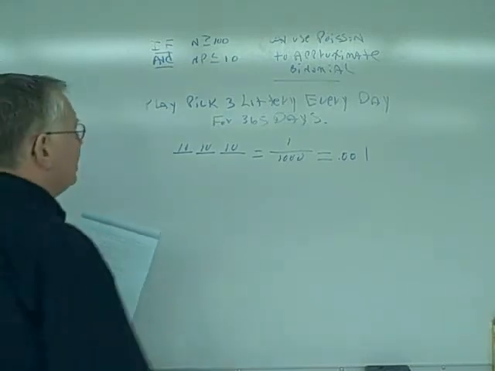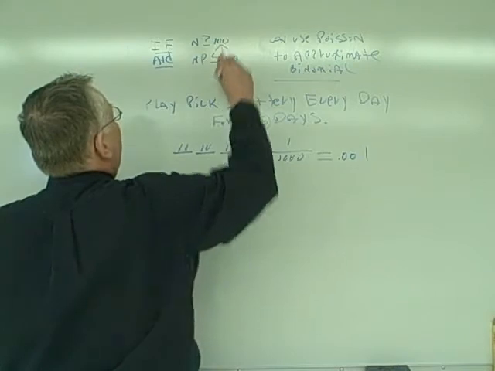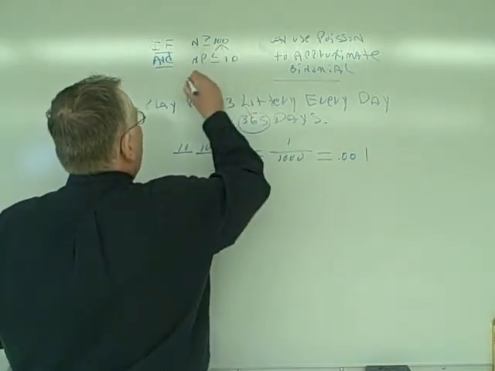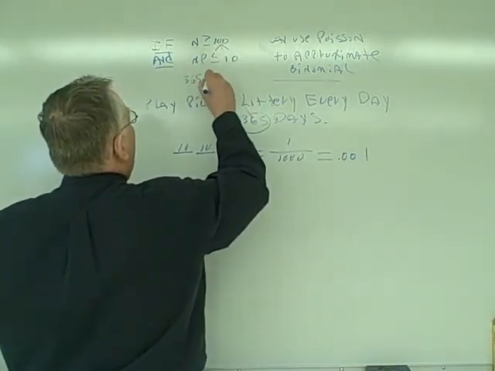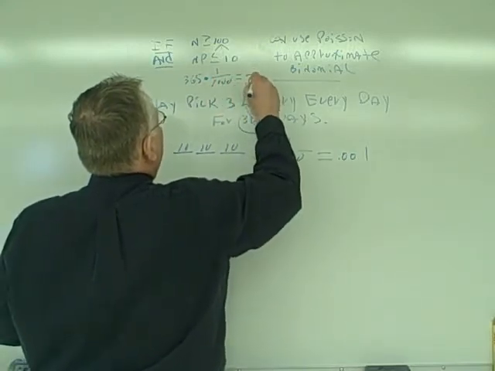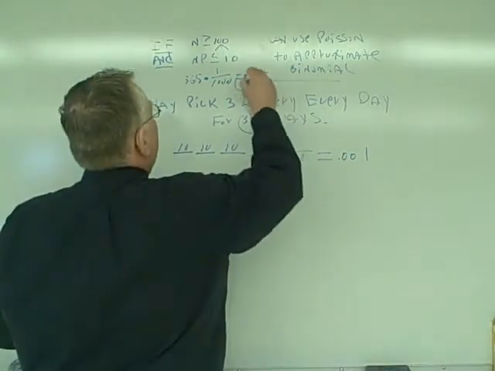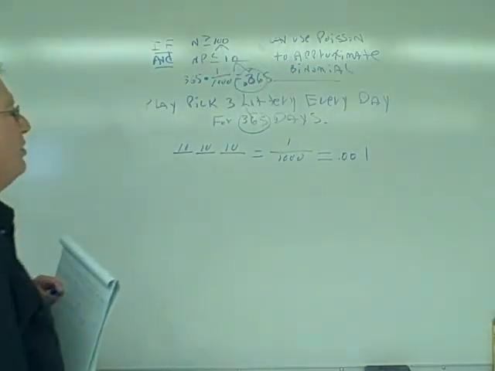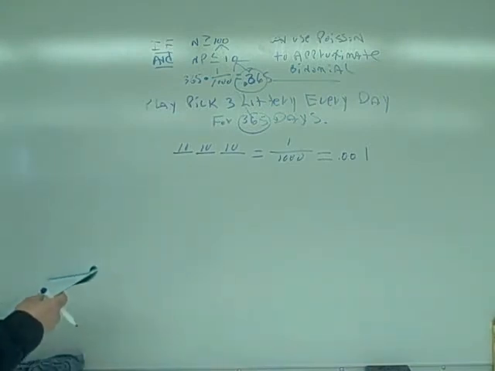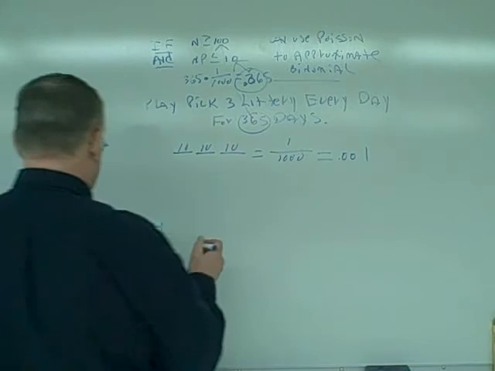So, can we do this in this case? Well, 365 is bigger than 100, and if I take 365 times 1 over 1,000, I get 0.365, which is less than or equal to 10. So I can use the Poisson distribution in this case. Okay?